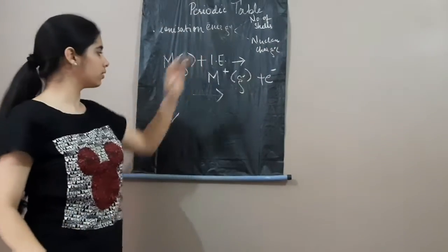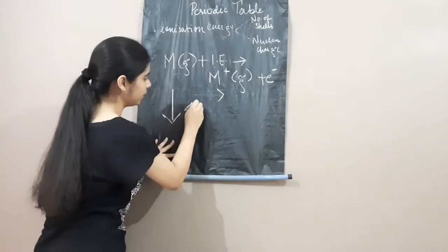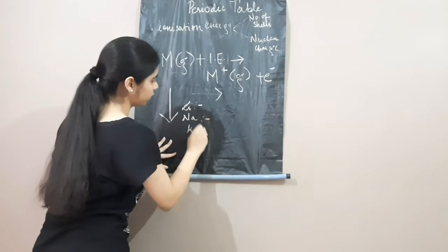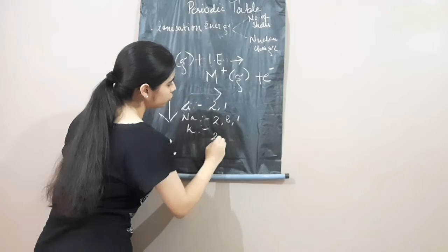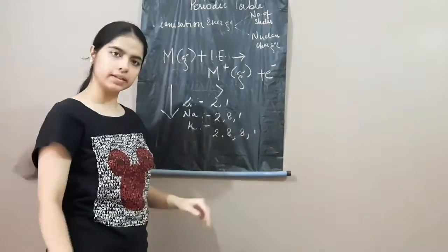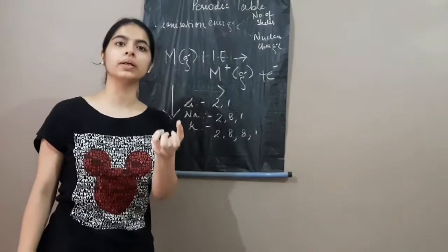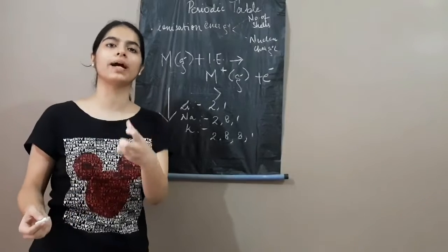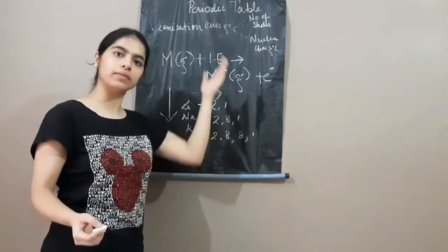Now number of shells, if I am going down the group, what happens? Taking lithium, sodium, potassium from the first group: 2, 1; 2, 8, 1; 2, 8, 8, 1. So are the number of shells increasing? Yes. If the number of shells are increasing, the nucleus won't be able to bind the outermost orbit towards itself with that firm and strong force. So thereby, it is easy to remove the electron when we go down the group.